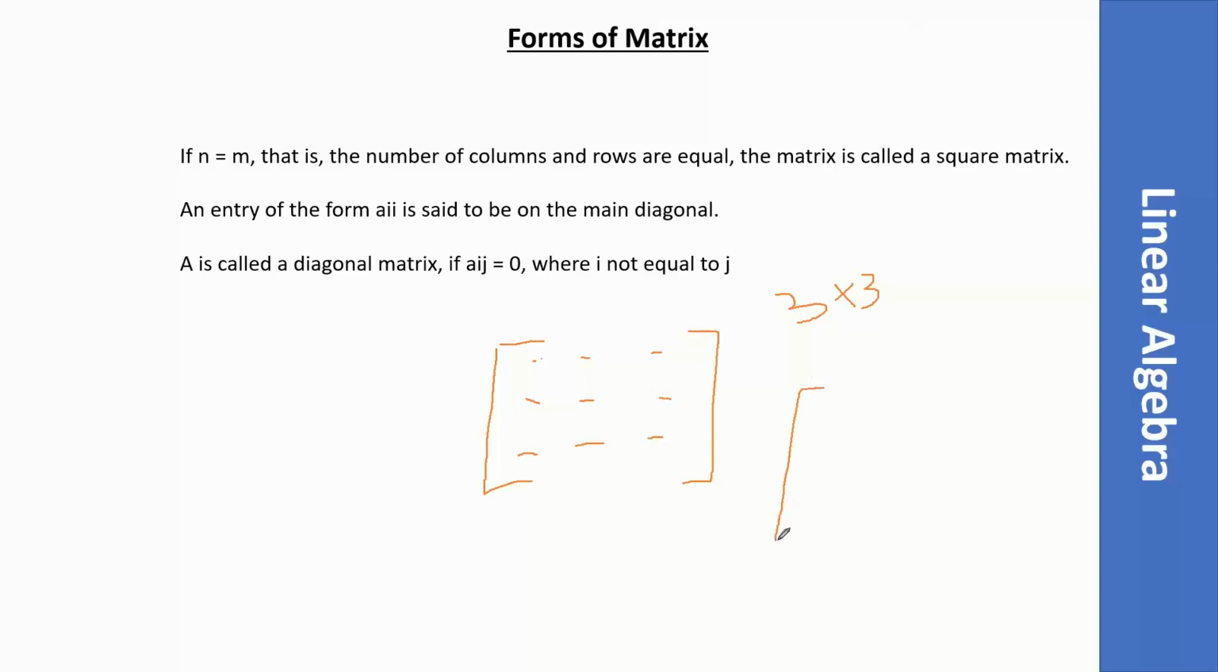For example, I have an identity kind of a matrix in which the diagonal is filled with 1, 1 and 1. The rest are all 0. Here you will find 0, here 0, here 0, here 0. So this is a diagonal matrix because it has numbers on the diagonal and the rest are all zeros. That is in linear algebra. Entries outside the main diagonal are all 0, so it's a diagonal matrix.